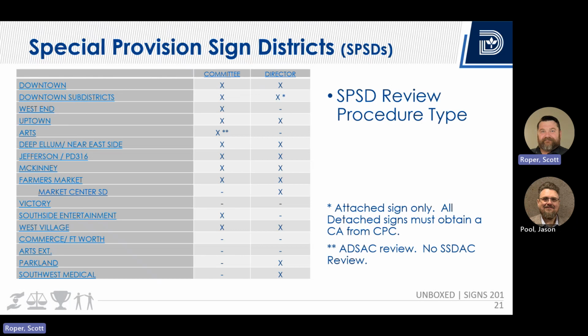Like West End needs committee approval, and director approval is not an option. So it has to go through the entire process. This is just a quick little reference chart for you with links. Also, the committee and director headings are hyperlinks that take you to the committee review process of the ordinance and the director approval process of the ordinance, if you need to refer to any of that.